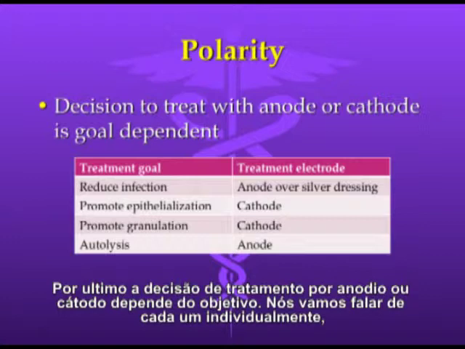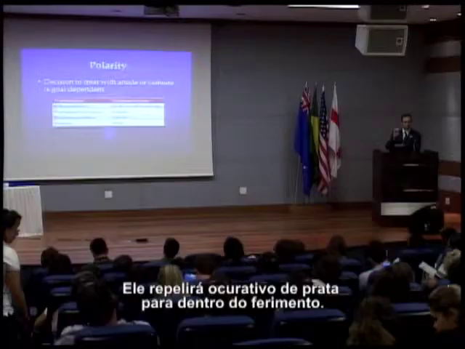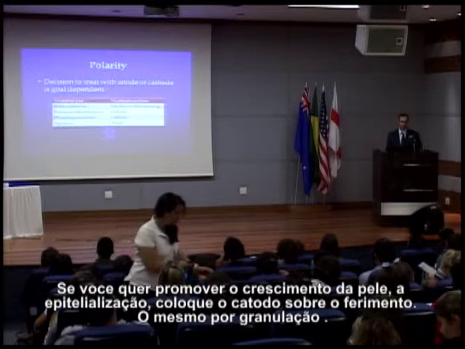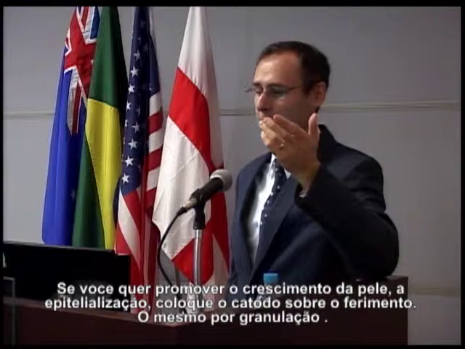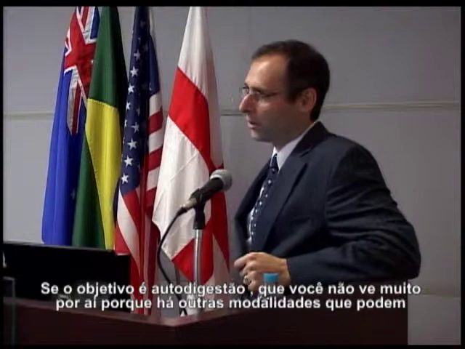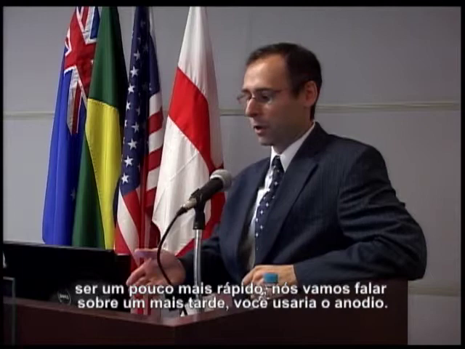And then lastly, the decision to treat with the anode or the cathode is goal dependent. So we'll go through each of these individually. But if your goal is to reduce infection, the most current recommendation would be to put a silver dressing on the wound that's conductive and put your anode over the top so you can repel the silver into that wound. If you want to promote skin growth, epithelialization, put the cathode over the wound. Same for granulation. If the goal is autolysis, which honestly you don't see a lot anymore because there are other modalities out there that can debride a bit faster, we'll actually talk about one later, you would use the anode. And, you know, if you don't have these other devices, then this is an excellent option.